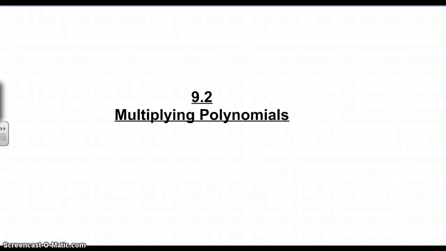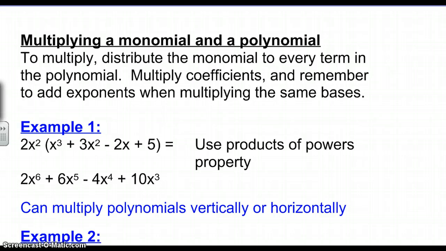This is Lesson 9.2, Multiplying Polynomials. First, we're going to look at multiplying a monomial, that's one term, and a polynomial. To multiply, you're going to distribute the monomial to every term in the polynomial. You're going to multiply by everything within the parentheses. Multiply all the coefficients, and remember, you add exponents when multiplying the same bases.